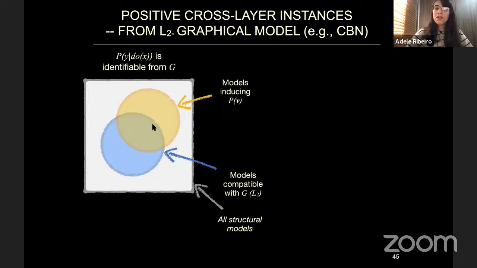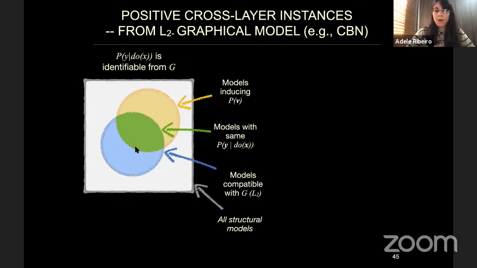So the causal effect is said to be identifiable from the observational distribution and the causal graph if all the models that are here in the intersection have the same interventional distribution. So we don't need to know what the true model is. Regardless of the model, for all of them we will have the same result, the same conclusion. So just using the causal graph and the observational distribution, we could say something about the interventional distribution in this case. This is a positive case.